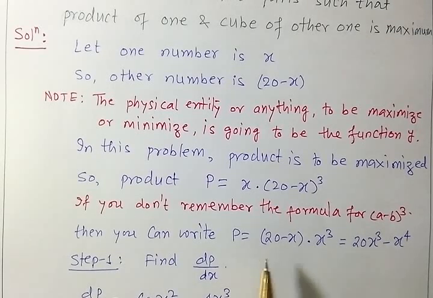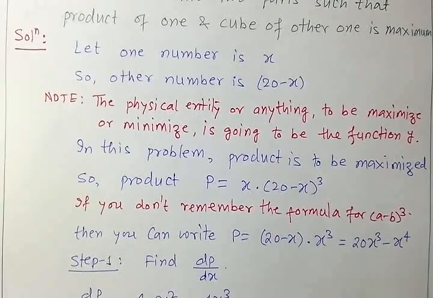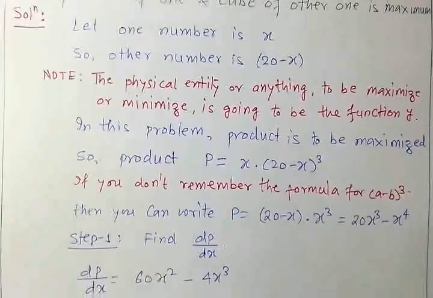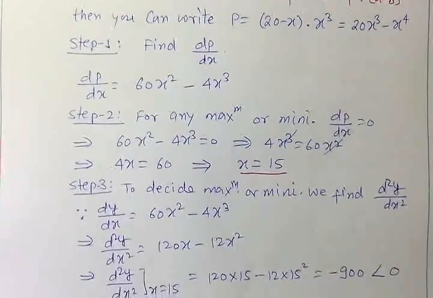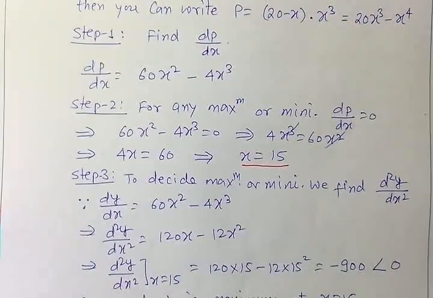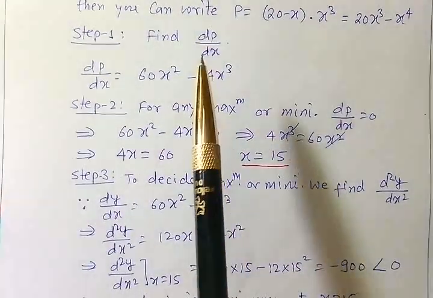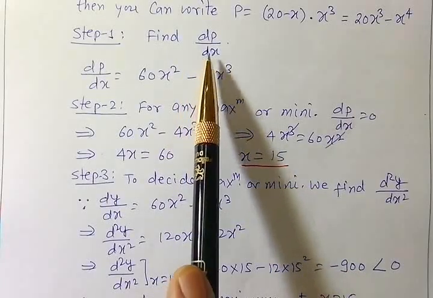Multiply this. So P, the product, is equal to 20x cube minus x raised to 4. Got it? Now the function is constructed. y is equal to P, and the right side is in terms of x. So what will be our first step? The first step will be to find dP by dx, not dy by dx. It's dP by dx.